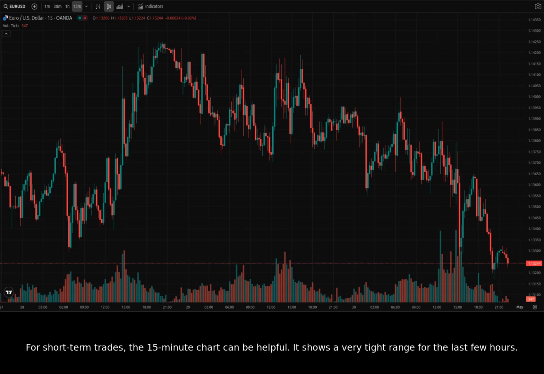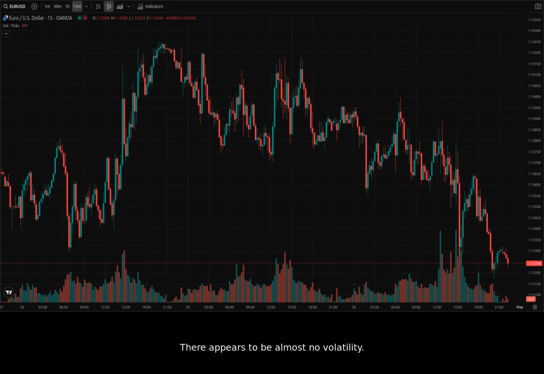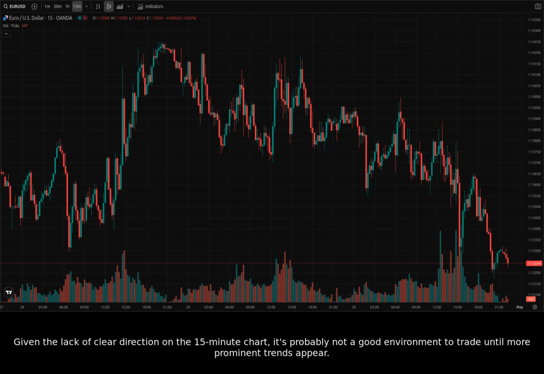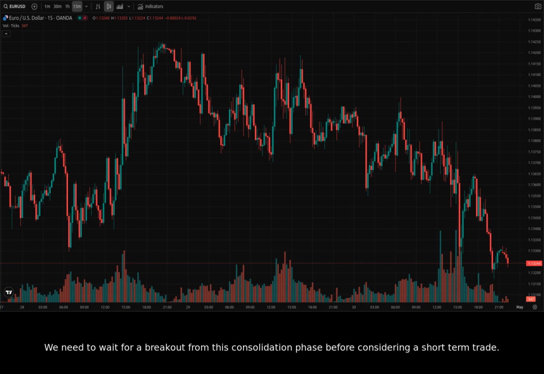For short-term trades, the 15-minute chart can be helpful. It shows a very tight range for the last few hours. There appears to be almost no volatility. Given the lack of clear direction on the 15-minute chart, it's probably not a good environment to trade until more prominent trends appear. We need to wait for a breakout from this consolidation phase before considering a short-term trade.